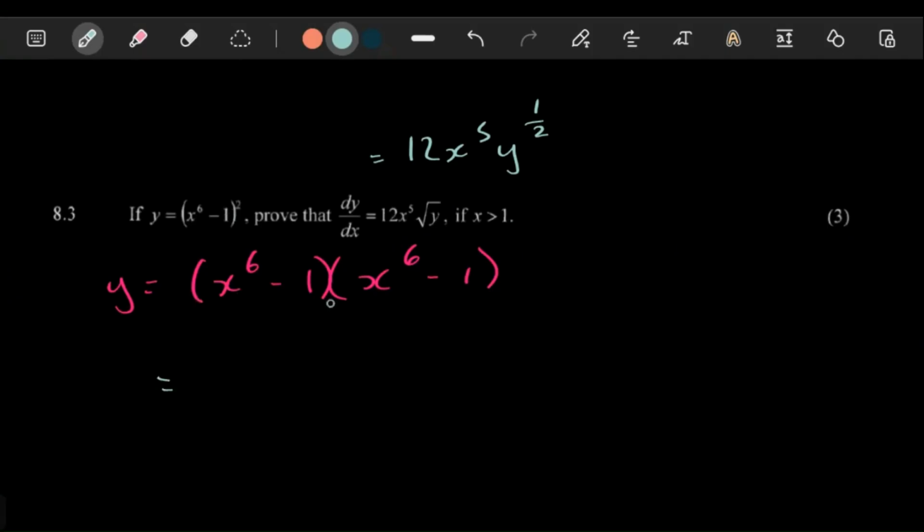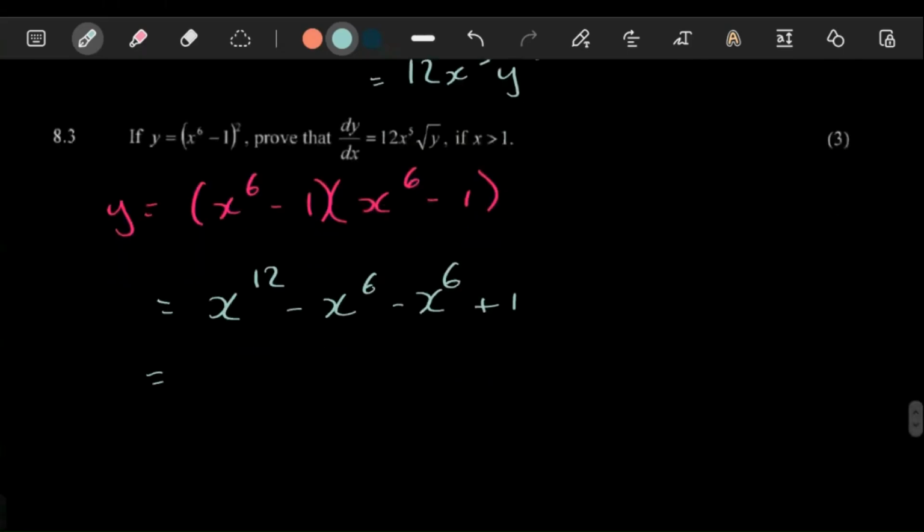This to the power of 6 multiplied by x to the power of 6 also, you get x to the power of 12. This times this is negative x to the power of 6. This times this, wait, this times this is this. This times this is x to the power of 6. This and this, we get this as well. This and this, positive 1.